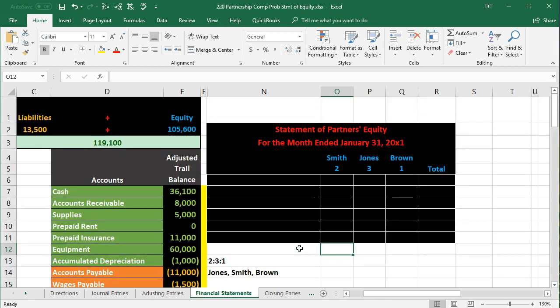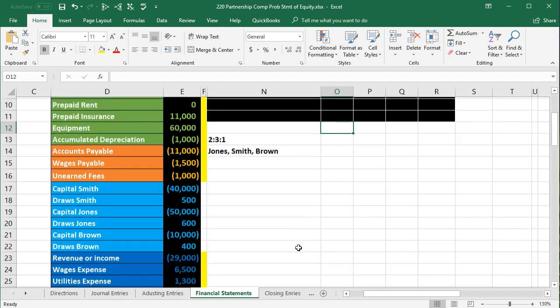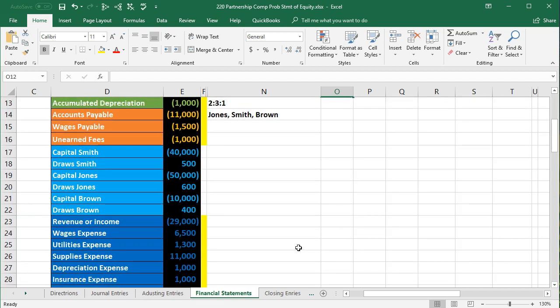When taking a look at the statement of partners' equity, this can be the most confusing statement, because it will be the one that changes when we think about different types of entities, a sole proprietorship versus a partnership versus a corporation. So we always want to keep in mind what's the same and what differs. When we think about the equity section as a total, it's all the same.